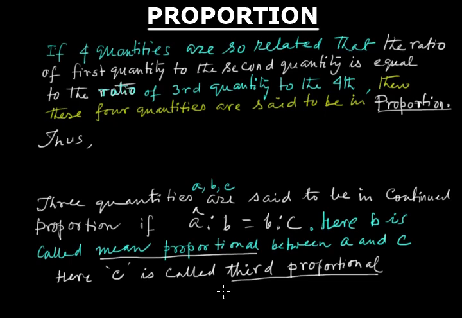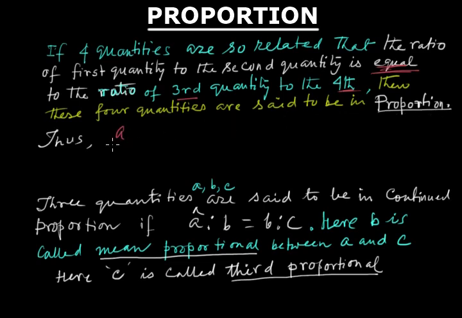What is proportion? In proportion, we take four quantities, and if they are related such that the ratio of the first and second is equal to the ratio of the third and fourth, then these four quantities are said to be in proportion.